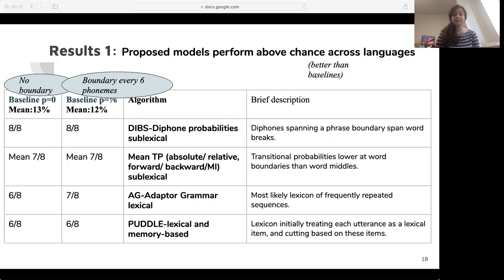AG and PUDDLE are lexical models, as they look for coherent units and try to build a lexicon. The adaptor grammar, AG, tries to build the most likely lexicon of frequently repeated sequences, and then segments based on this lexicon. PUDDLE, on the contrary, builds a lexicon initially treating each utterance as a lexical item, and then incrementally starts cutting based on previously learned items. As you can see, the adaptor grammar segmented better than baselines in 6 out of 8 and 7 out of 8 languages, and PUDDLE in 6 out of 8 languages.